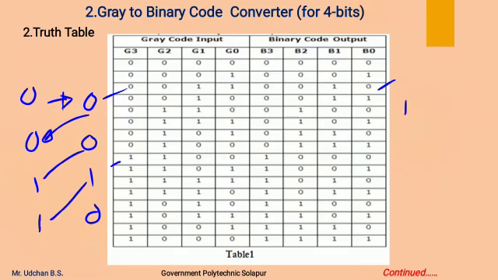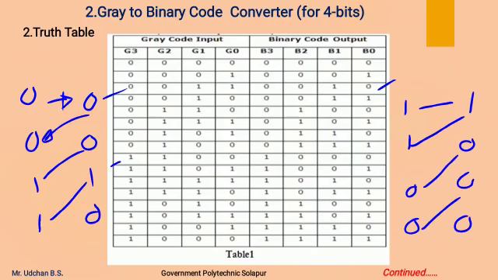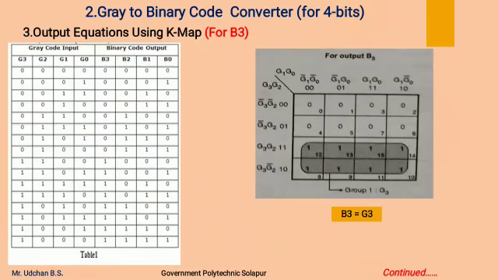Again I will take another example. This one, the gray code is 1100. I will convert this into binary. 1 comes down, 1 plus 1 is 0, 0 plus 0 is 0, 0 plus 0 is 0. So the binary number is 1000. This is how we can convert a gray code into binary code. You can check for all other input combinations. As there are 4-bit gray code inputs, 16 possible combinations are available, so you can check the remaining.